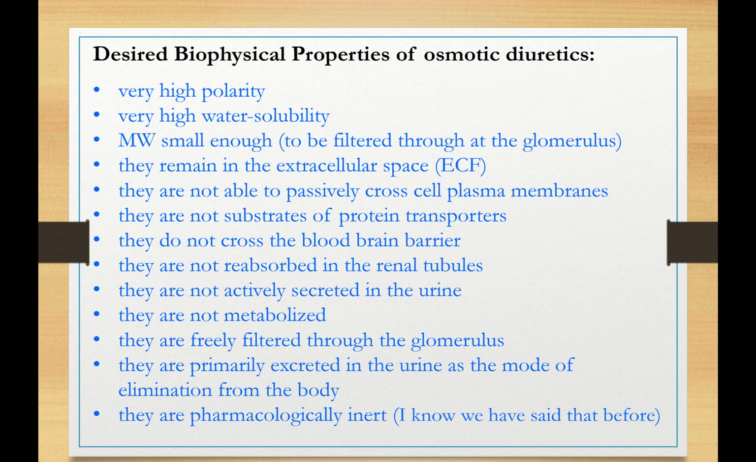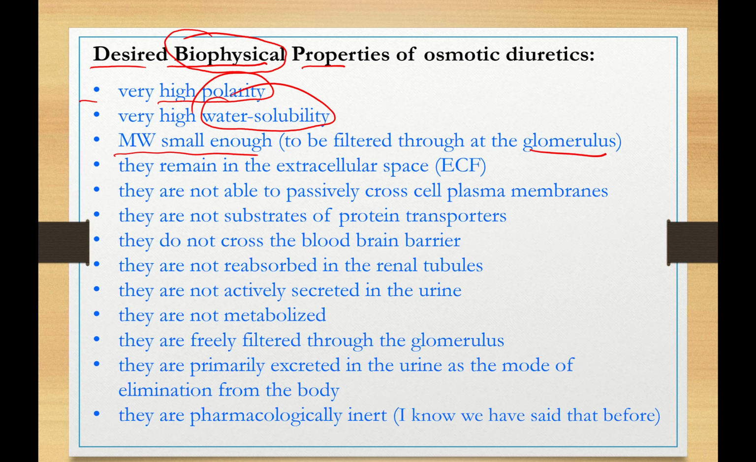Now, what are the desired biophysical properties of osmotic diuretics? I was looking for a word that emphasizes the fact that osmotic diuretics are totally devoid of biological activity. So let's go through some of these properties. First, they have a very high polarity. They're very polar, they're very water soluble, right? They have a very small molecular weight and therefore can be filtered through the glomerulus.